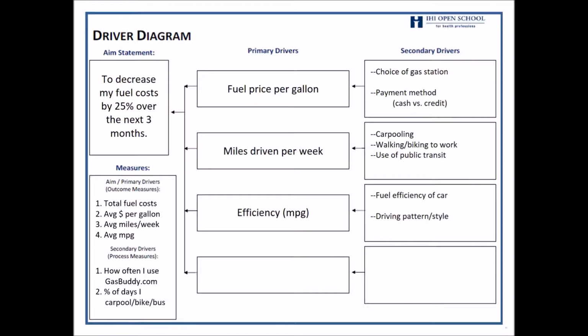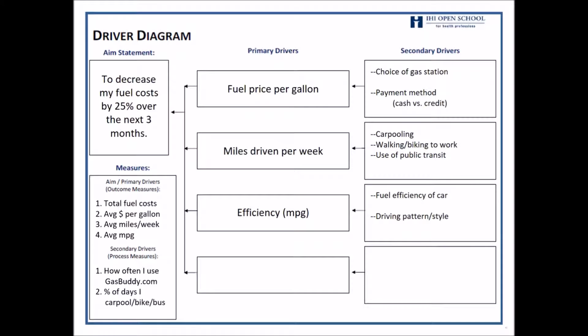You could also look at the percentage of days that you carpool or bike or bus, because theoretically, if you increase that percentage, you're going to decrease your total fuel costs, your average miles driven per week. But it's much easier and quicker to measure the percentage of days that you carpool than it is to look at a whole week or month at a time of your miles per week driven or your total fuel costs. You can get that data quicker.